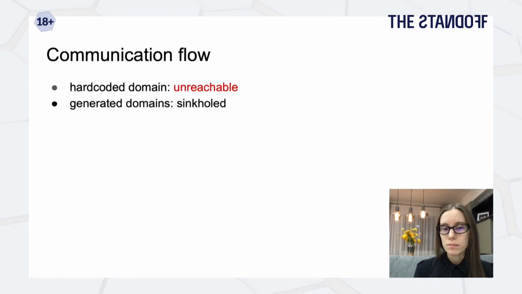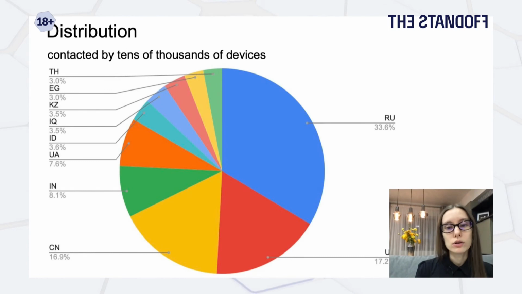The problem is that the mediator doesn't own all the generated domains. This means anyone can register and use its generated domains. We sinkhole domains generated by this mediator's DGA. And even though the sinkhole is only contacted when the hard-coded domain is not reachable, we still receive requests from tens of thousands of unique devices daily. The requests are mostly coming from Russia, United States, and China.